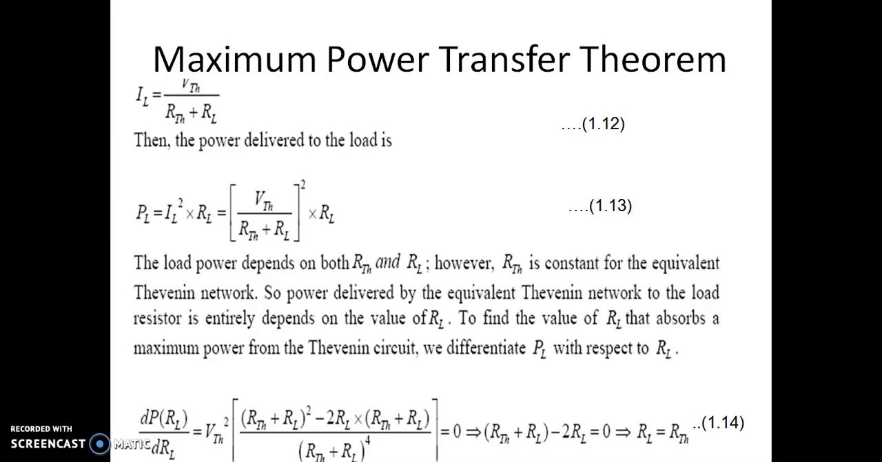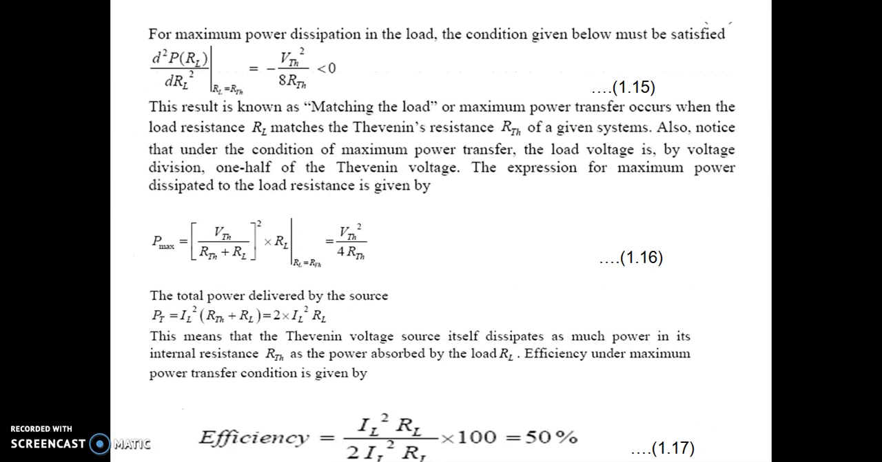The load power depends on both R_TH and R_L. However, R_TH is constant for the equivalent Thevenin network. So power delivered by the equivalent Thevenin network to the load resistor is entirely dependent on the value of R_L. To find the value of R_L that absorbs the maximum power from the Thevenin circuit, we differentiate P_L with respect to R_L. So dP_L/dR_L equals zero, which gives R_L equal to R_TH. This result is known as matching the load: maximum power transfer occurs when the load resistance matches the Thevenin resistance of the given system.